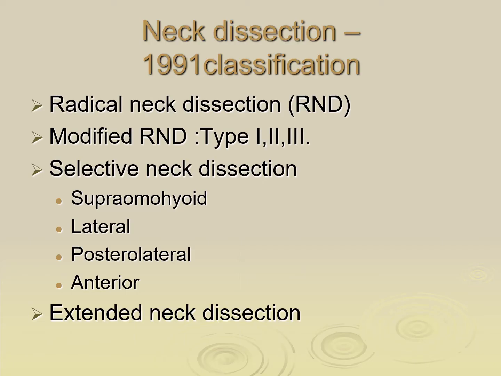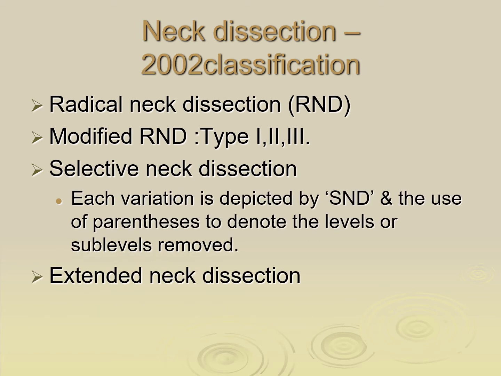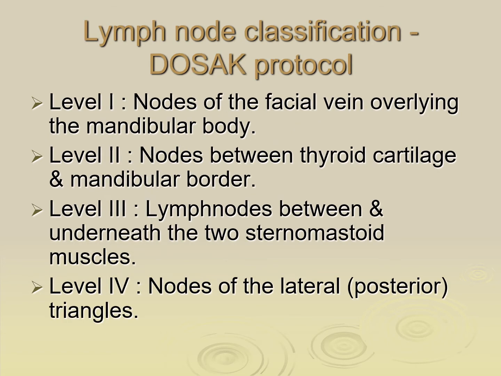After the lymph nodes, we classify the neck dissections. In 1991, they were divided into radical, modified radical types 1 to 3, and selective dissections like supraomohyoid, lateral, posterolateral, anterior, and extended neck dissection. In 2002 this was modified, and selective dissection is now described using Roman numerals to denote the levels or sublevels removed, along with extended neck dissection. So mostly the lymph nodes are removed, and sometimes we will remove some other structures also.